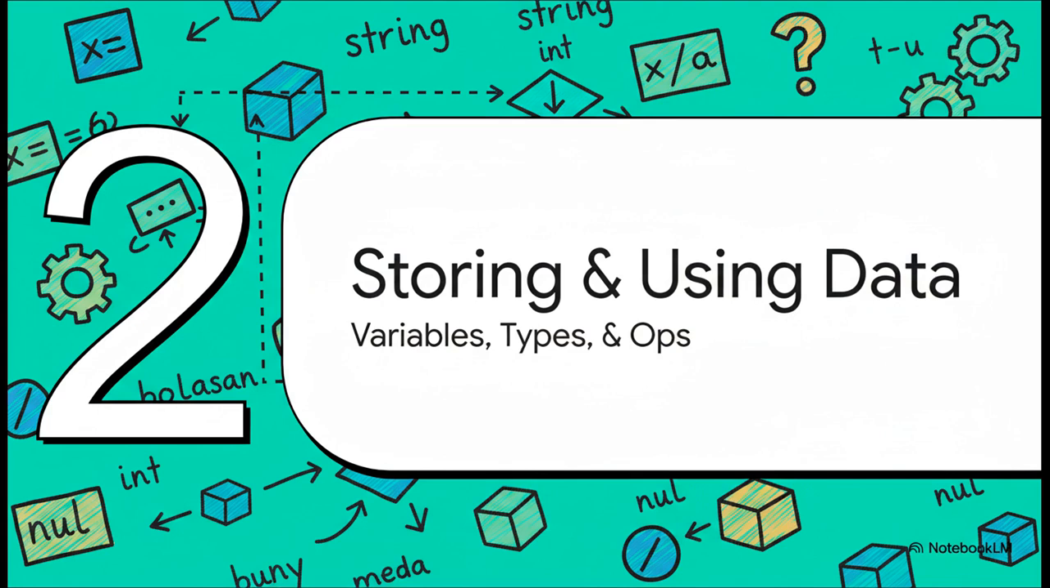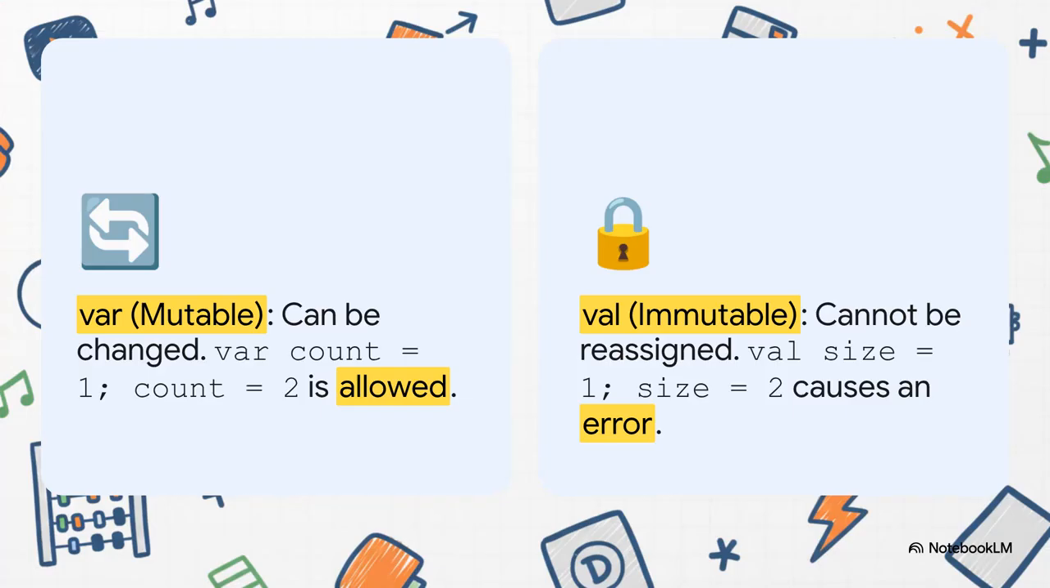Okay, so we got the computer to talk. Awesome. But what about making it remember stuff, so we can use it later? Well, that's where variables, types, and operators come into play. These are pretty much the Legos of programming. This is a super important concept in Kotlin, so lean in for a second.